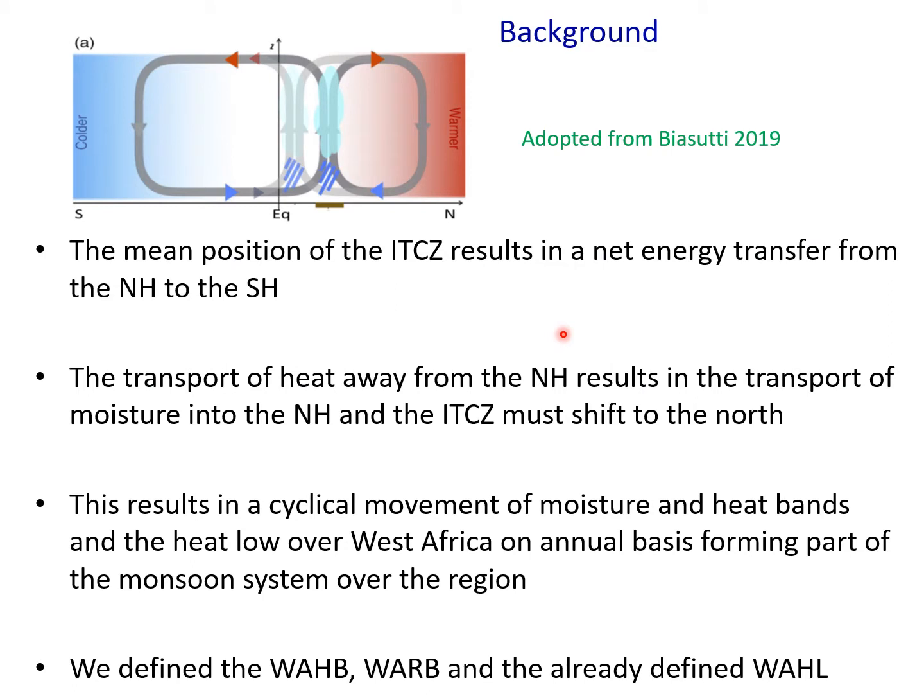According to Biasutti, the mean position of the ITCZ results in a net energy transport from the northern hemisphere to the southern hemisphere. The transport of heat away from the northern hemisphere results in the transport of moisture into the northern hemisphere, and the ITCZ is shifted to the north. This results in a cyclical movement of moisture and heat bands and the heat low over West Africa on an annual basis, forming part of the West African monsoon system. So we defined the West African heat band and the West African rain band, and then added them to the already defined West African heat low.